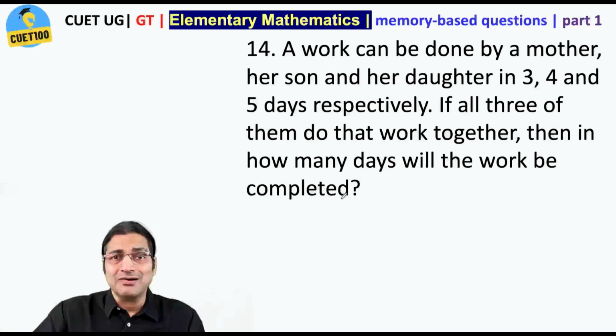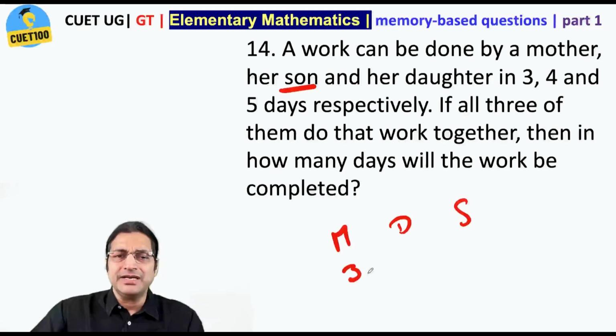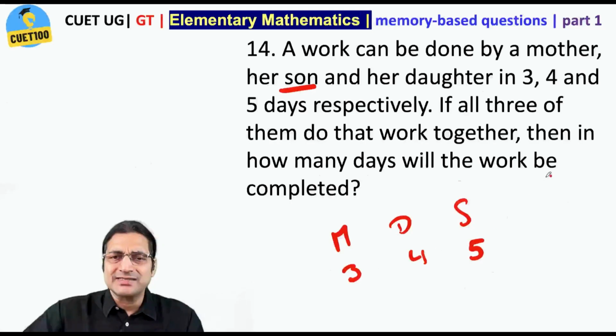All right. Okay. A work can be done by mother, her son and daughter in 3, 4 and 5 days. Okay. Mother, daughter and son, 3 days, 4 days, 5 days. Okay. If all 3 of them do that work together, then in how many days will the work be completed? All right. Let's assume the work to be of 60 units. Why 60 units? Because the LCM of 3, 4 and 5 is 60.